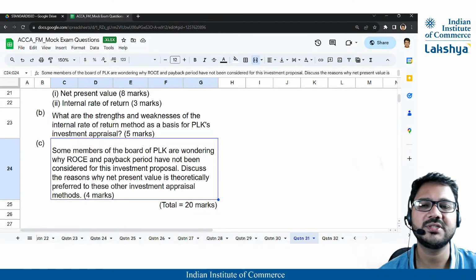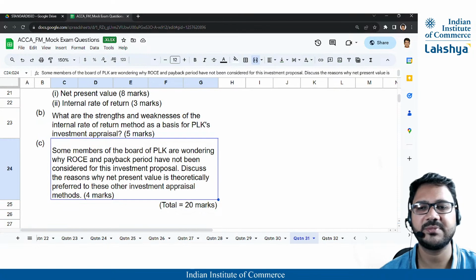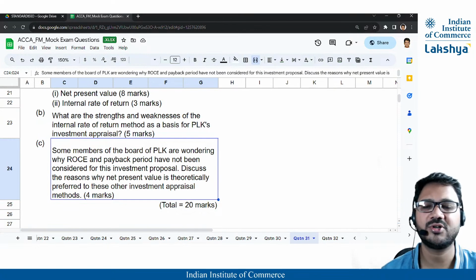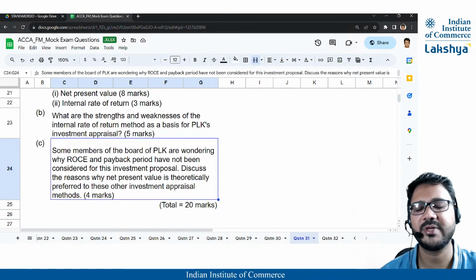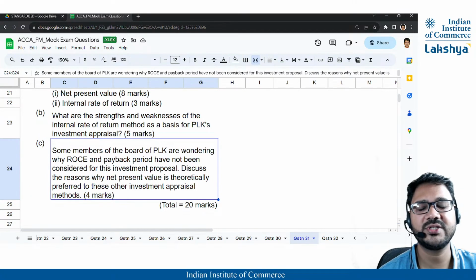So ROCE is based on accounting profits. It does not contribute to shareholders' wealth maximization. Payback period, though it is cash flow based, does not consider time value of money. It doesn't give a clear cut decision. Even ROCE doesn't give a clear cut decision. So all of that. And then you can speak about why NPV is preferred.